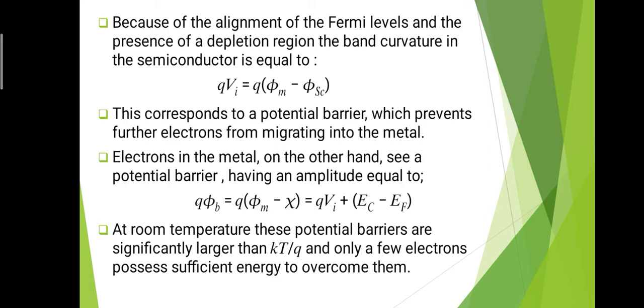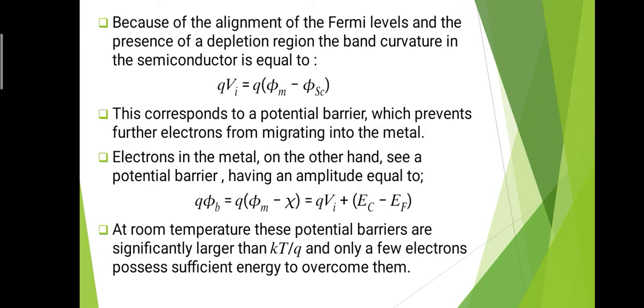This corresponds to the potential barrier. This energy difference acts as a potential barrier for the electrons in the semiconductor, which prevents further electrons from migrating into the metal. That means once electrons go from the semiconductor to the metal, a barrier forms, that is, the depletion region acts as a barrier, and due to that barrier, further electrons are prevented from migrating into the metal. That means there is no electron migration after the formation of the barrier.